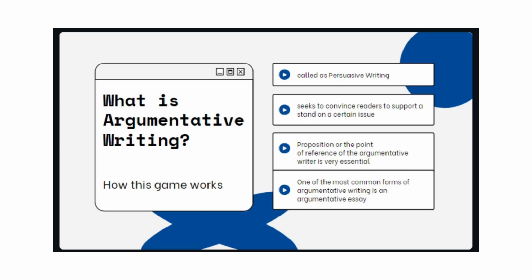So proposition is very essential in argumentative writing because it serves as the point of reference of the argumentative writer. It is where the writer decides whether to express his or her agreement or disagreement. In doing so, it is necessary that he or she gathers information and/or evidences that would support his or her stand.